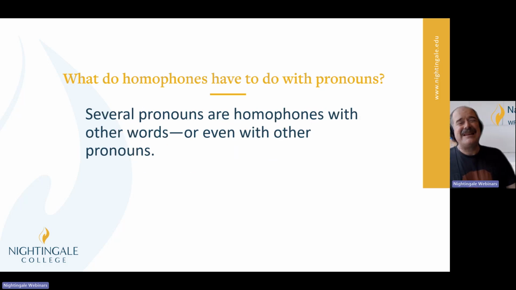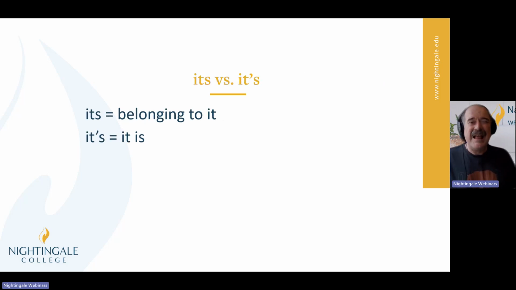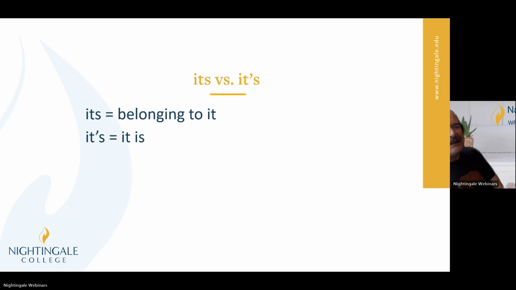So let's check these out. And again, yes, some of these pronouns are homophones with other pronouns. That makes things even more challenging. It's okay. We're going to get it all untangled. Let's go first for the one that is probably the single most confused pair of pronoun homophones of all. It's versus its.